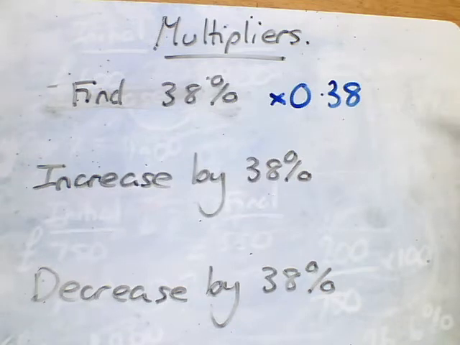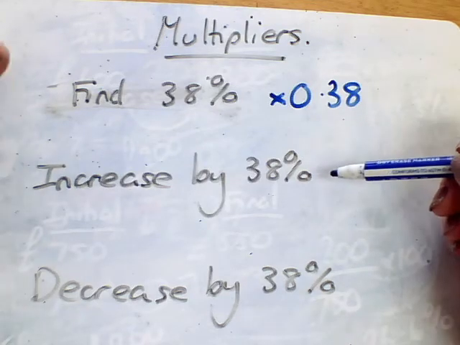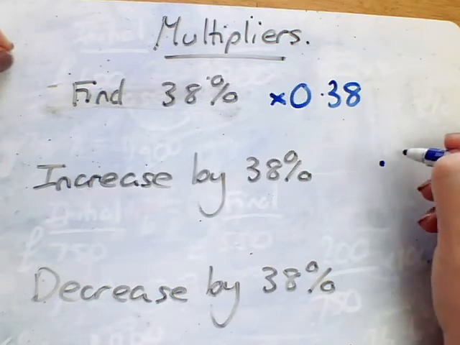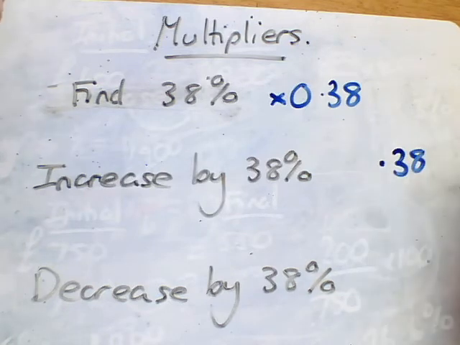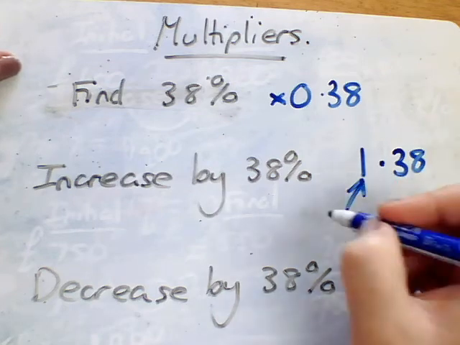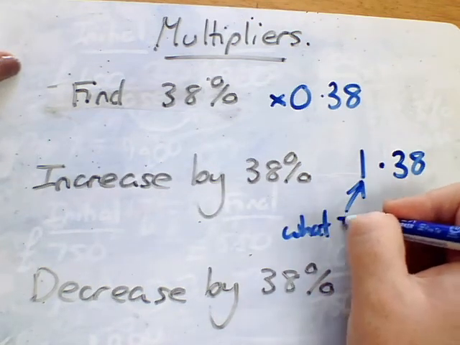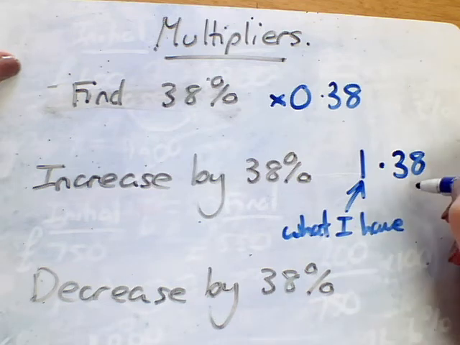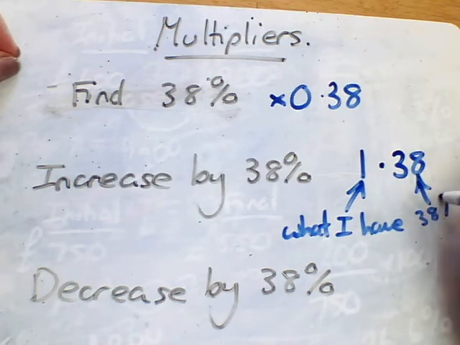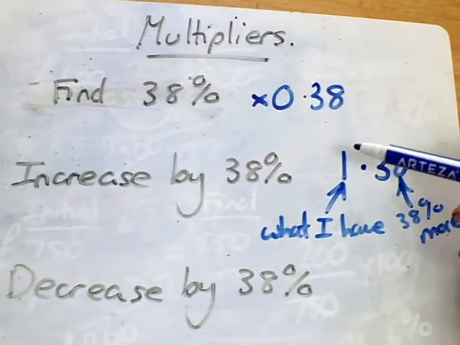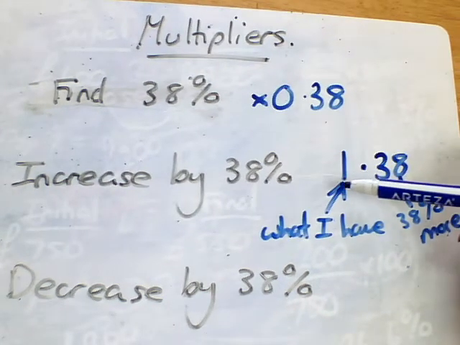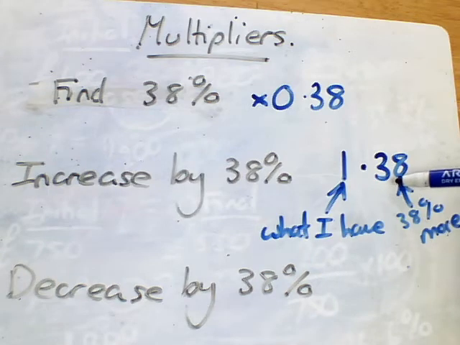Okay? If I wanted to increase by 38% though, that's not enough. I still want the 0.38, but I also want to put a 1 in front. This 1 represents what I have. And this represents 38% more. Okay, so the 1 is what I have, the actual amount, and then the 38% extra added on. And I would multiply by that. Okay, I'll do a few examples in a second.